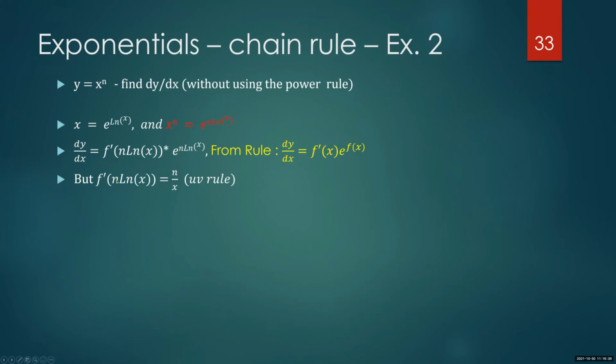Sorry, f dash of n times the natural log of x is equal to n over x from the UV rule. So dy dx is equal to n over x times e to the power of n times the natural log of x. And that's equal to n over x times x to the power of n, because we have that in red in the top line. x to the power of n is equal to e to the power of n times the natural log of x. And so n over x multiplied by x to the power of n is equal to n times x to the power of n minus 1, as we would expect.